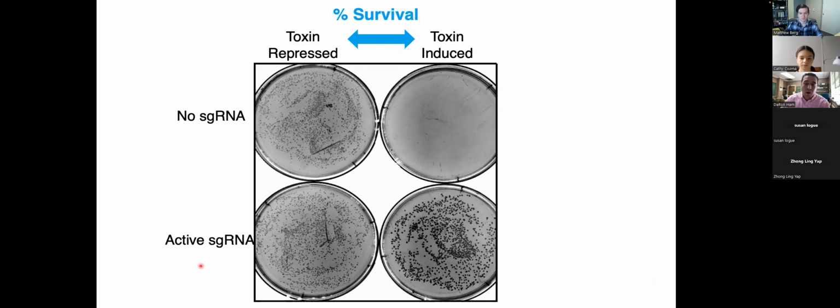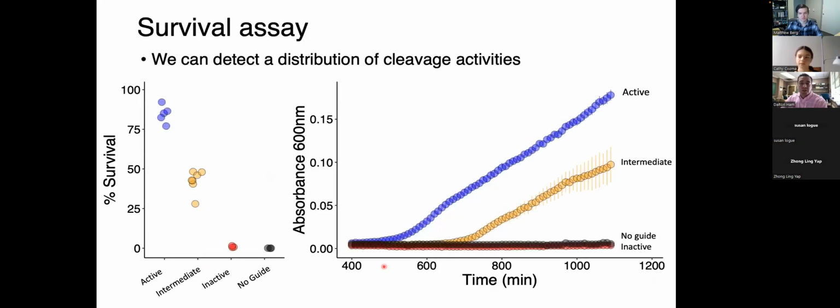Conversely, on the bottom row, we have Cas9 and an active guide RNA. On the left, when the toxin is repressed, we see growth as expected. On the right, because you're getting cleavage of the toxic plasmid, it's being degraded, and we're seeing growth in these conditions. We can then count the colonies on each of these, take the average or ratio of them, and calculate a percent survival. Moving forward, what we did is we took a handful of guides and tested them using this assay.